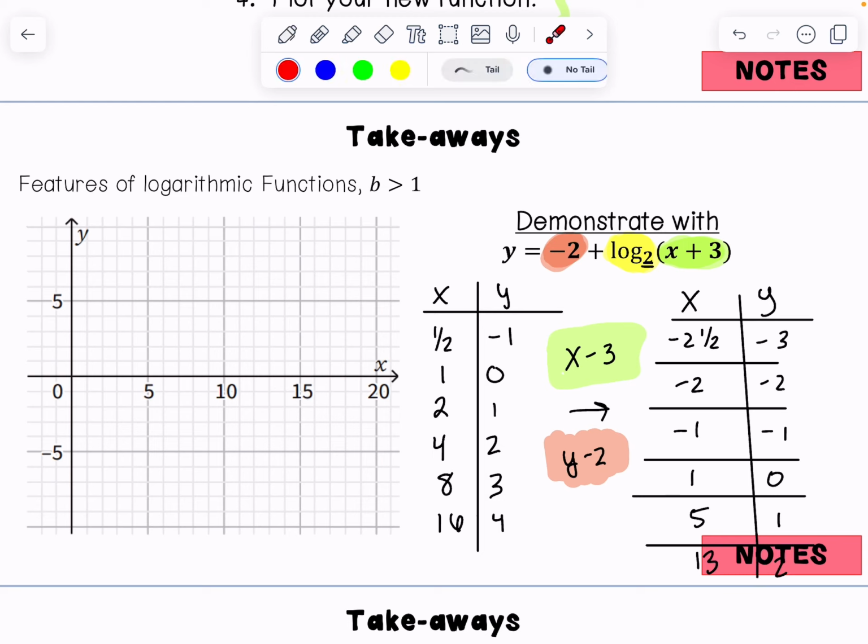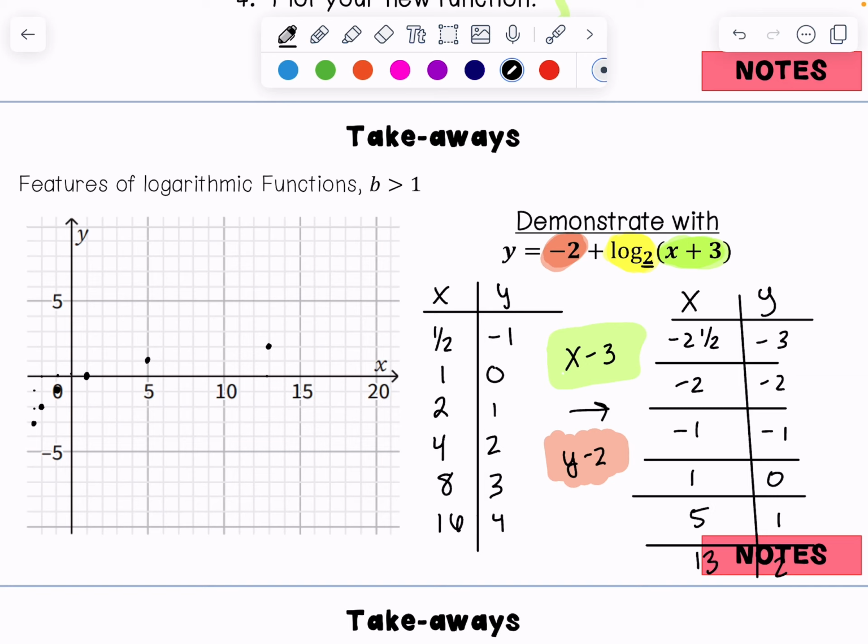Now that I have these, I can go ahead and plot them. Negative 2.5, so negative 1, negative 2.5, down to negative 3. Negative 2, negative 2. Negative 1, negative 1. 1, 0. 5, 1, and 13, 2.